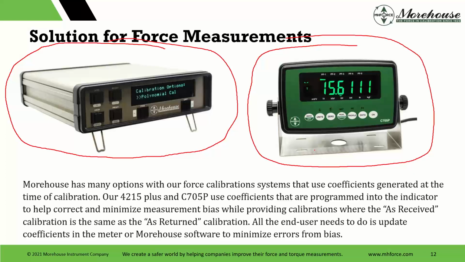The big benefit of this, when I talked about drift and everything else, is they minimize the measurement bias, whereas the other thing is you can get an as received cal that matches your as returned cal. So we don't have to be a nation of tweakers. We can look at the millivolt values on the as received and on the as returned, and the only adjustment we're making in these meters, we're just giving you a new set of coefficients that you can enter in if you want to do it, or that we'll enter in at the time of calibration. That's all it is.